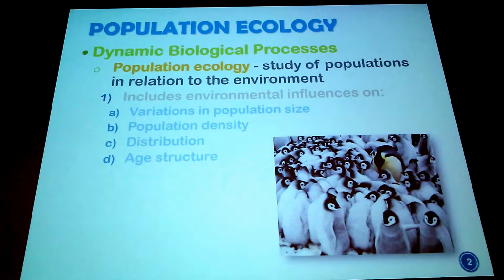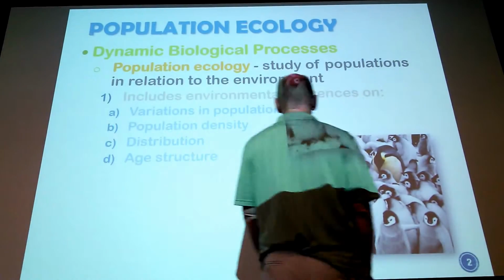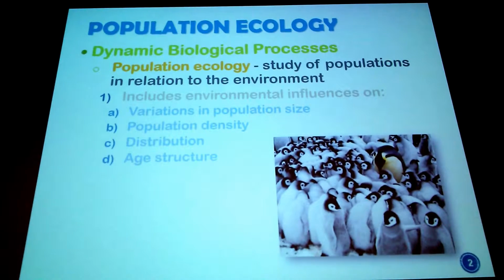Now remember, a population is a group of the same species living in the same place at the same time. It could be a herd of elephants, all the coyotes in the Coachella Valley. You in this classroom at this given time, you're a student population for this course. It includes environmental influences on variations of population size. Sometimes the environment can wreak havoc on populations and make them small, make them crash. Other times, the environmental conditions can be very favorable and cause them to increase.